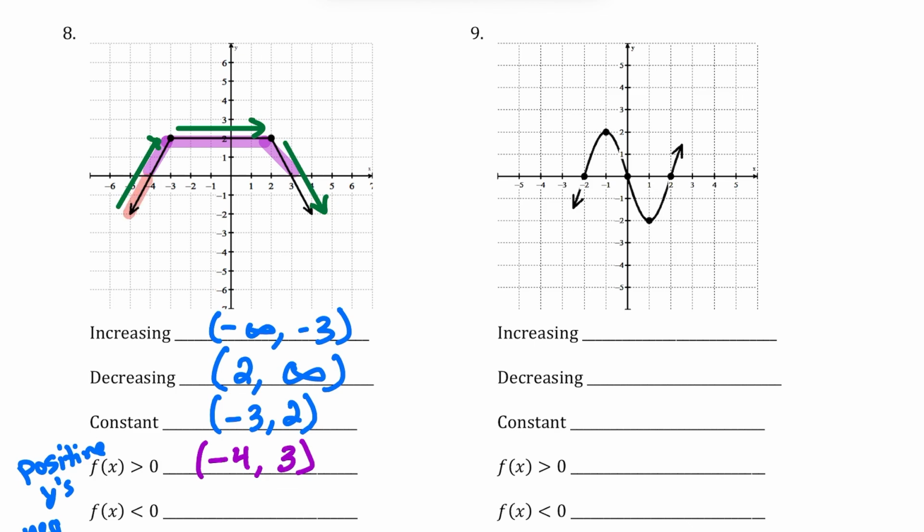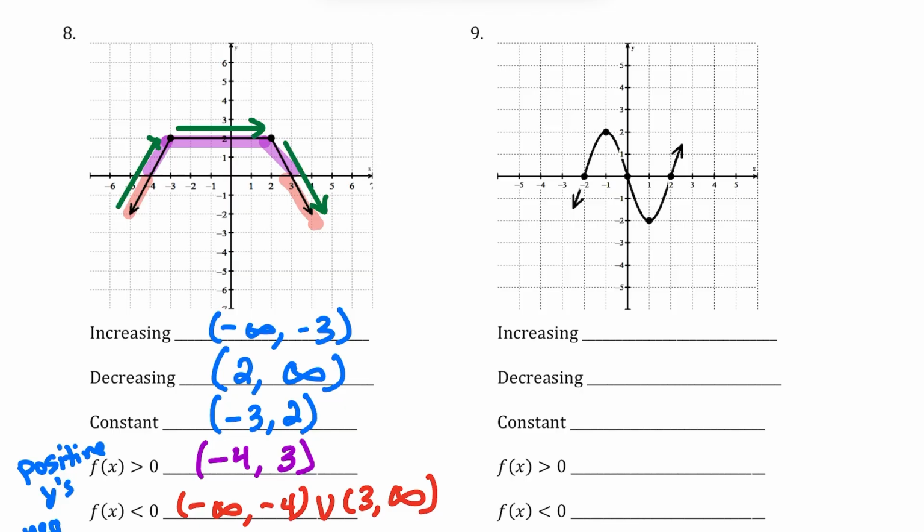Well, where is it below the x-axis? Well, here and here. So we talk about all the x values that are to the left of -4. So that's going to be -infinity to -4. And then it becomes negative again at +3, and it goes all the way to the right to infinity. And we'll put a little union sign in the middle of that to unite those two intervals.